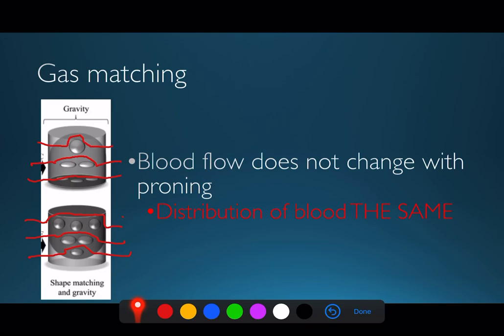So if that is the case, by just opening up more alveoli and not changing the blood flow at all, then you're going to just improve your ventilation perfusion matching. And for that reason, automatically you're going to improve your oxygenation and your CO2 removal. Again, go back and watch my videos on the basics of ventilation to understand that in a lot more detail. But there is this idea of improving your ventilation perfusion mismatch just purely by proning the patient.